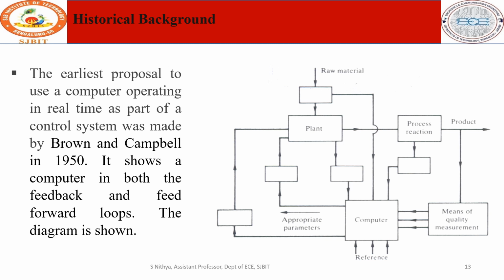In the computer that performs the operation, if the result is not correct, then the appropriate parameters need to be changed, and that input will be fed into the plant. So this is the basic operation of real-time applications. This is the diagram which shows both the feedback and also a feed-forward loop.